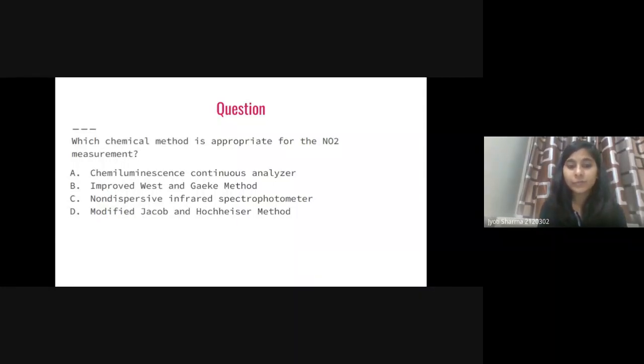What method do we use for the measurement of nitrogen dioxide? Rashmi says D. Okay, so everyone gave me the answer D, so I should go for D. We are using the method known as the modified Jacob and Hochheiser method for the measurement of nitrogen dioxide.